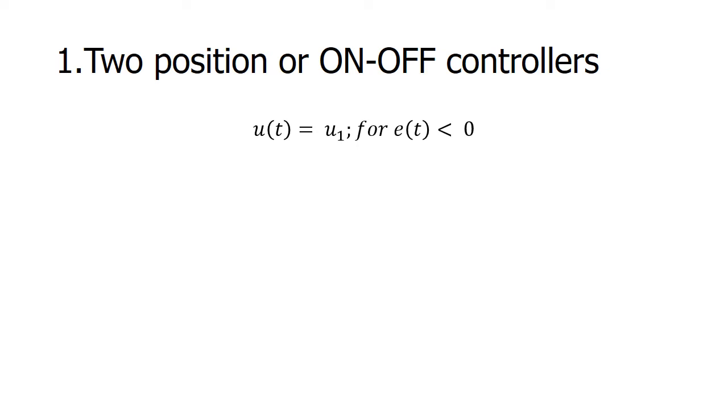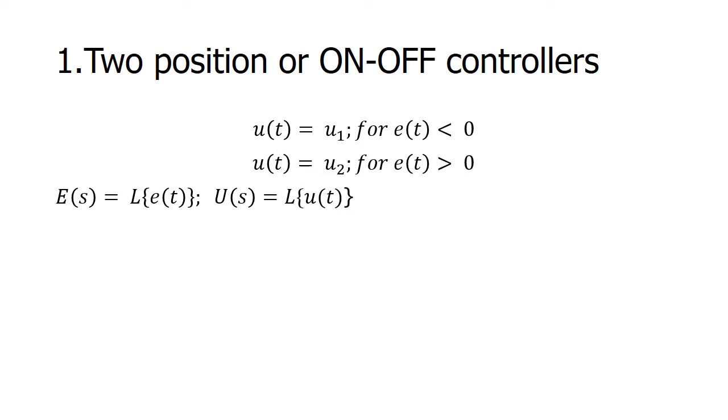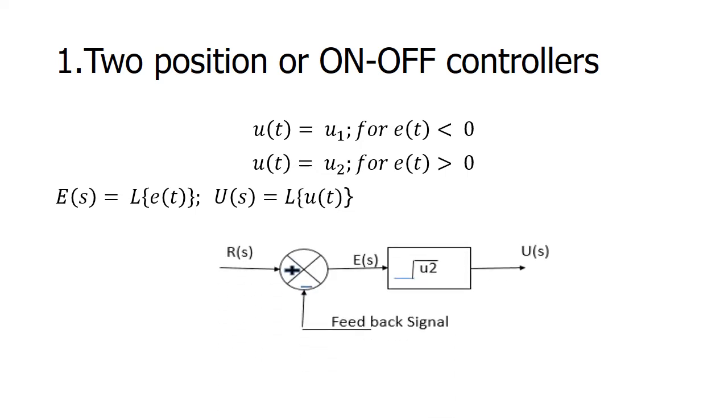Here the control signal u(t) is equal to U1 when e(t) is less than 0. When e(t) is more than 0, the value will be equal to U2. That is, we will be having only two positions, either U1 or U2. When we take the Laplace transform for that, we will get it like this, either on or off. So the error signal E(s) is the input given to the controller, and the control signal is represented by the value U(s). It is either U1 or U2.